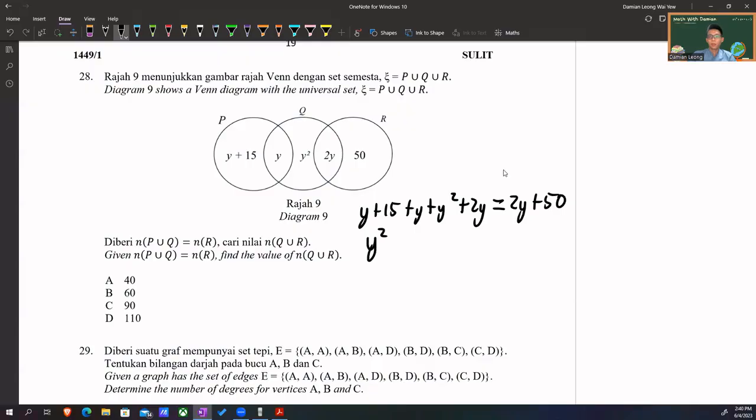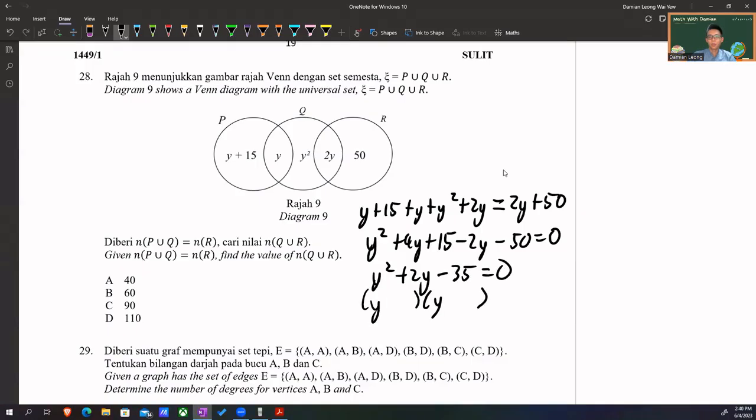So y squared, this one, plus y plus 2y is 3y, plus 15. Bring over this to the other side: minus 2y minus 50 equals 0. So y squared plus 4y minus 2y is plus 2y, plus 15 minus 50 is minus 35, equals 0. Factorize: factors of 35 would be 5 times 7, to get plus 2, minus 5 plus 7. So either y minus 5 is 0, y is 5, or y plus 7 is 0, y is negative 7.